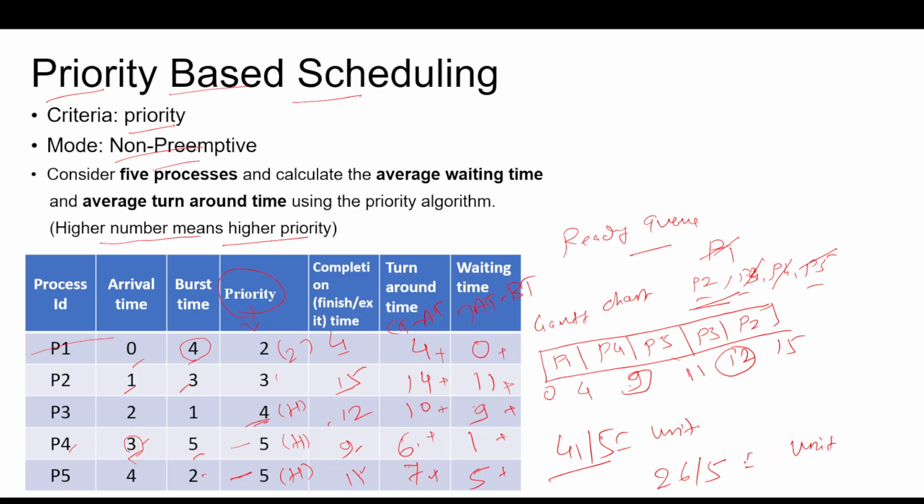Okay, so that is about the priority scheduling based on the non-preemption mode.